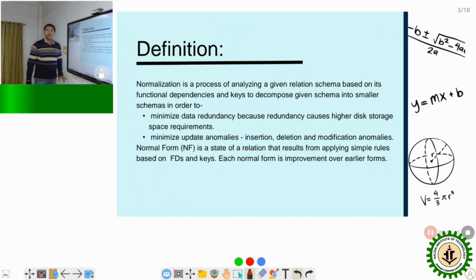So, at first, we have to know what is normalization. Normalization is a procedure by which we can analyze a given relation schema by applying functional dependencies and keys to get the smaller forms. It will minimize the data redundancy, which means the repetition of data, and also we can remove the update anomalies, meaning insertion anomaly, deletion anomaly, and modification anomalies. Normalization is a procedure by which we can convert the table from lower normal form to upper normal form. It also removes the space complexity.